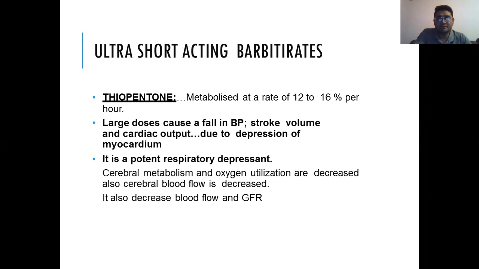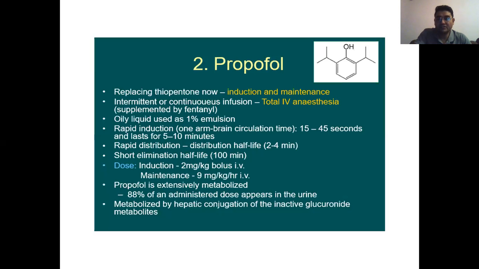And it is thiopental. Thiopental is metabolized at 12 to 16% per hour. Thiopental will cause a fall in blood pressure. Stroke volume and cardiac output will decrease with thiopental, and it is as well a potent respiratory depressant. And like inhaled anesthetics, it decreases the blood flow and GFR.